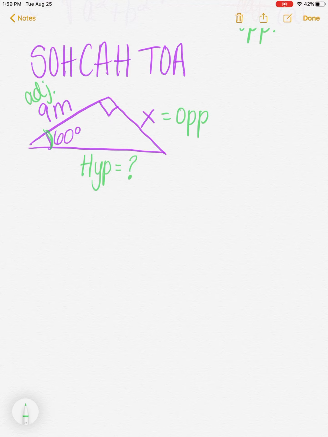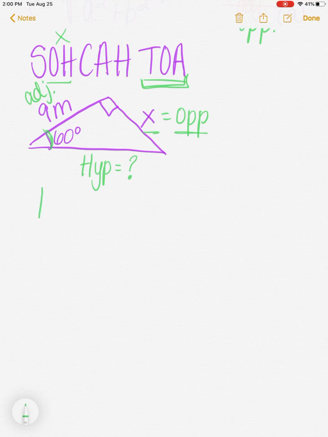All right, so we are supposed to find X. That means we need to know the opposite. So automatically, we know we're either going to be working with sine or tangent because we need opposite. All right, so if we need opposite, and we know adjacent, that means we are going to be limited to tangent, or TOA. We cannot use sine because we do not know hypotenuse.